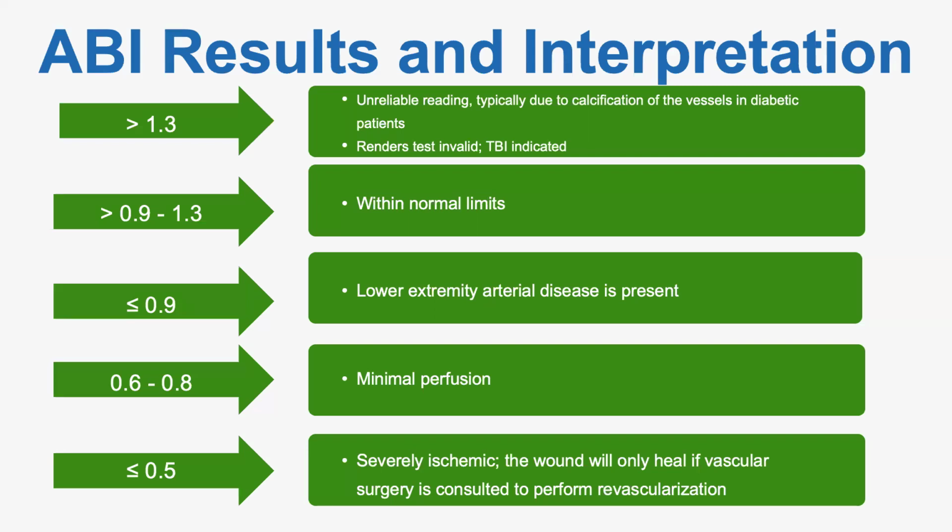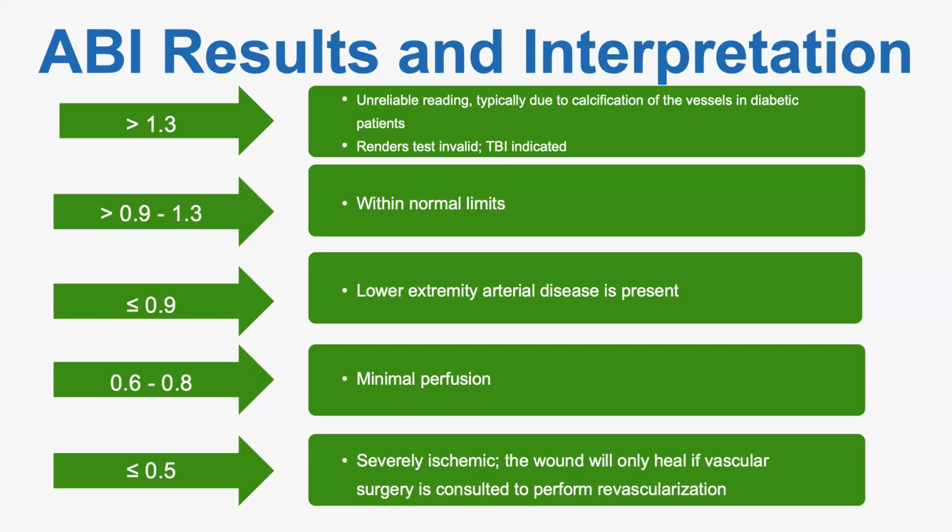So these are the results and how we interpret them for the ABIs. As I said, it's the ratio of the ankle pressure over the brachial, upper extremity pressure. The normal value that we want to see would be between 0.9 and 1.3. Anything above 1.3 indicates that the ankle pressures are very high, and that is an unreliable result that renders the test invalid. This is usually seen in patients with a long-standing history of uncontrolled diabetes, where the arteries become calcified, so they're not compressible.